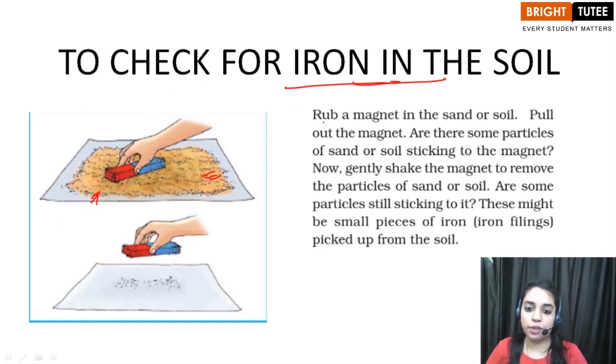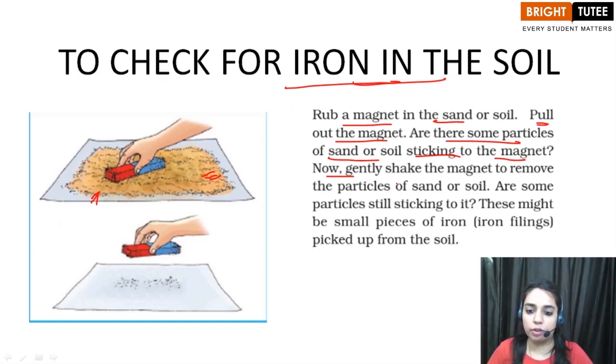So what we are doing: rub a magnet in the sand or soil, pull out the magnet. Are there some particles of sand or soil sticking to the magnet? Now gently shake the magnet to remove the particles of sand. Are some of the particles still sticking to it?